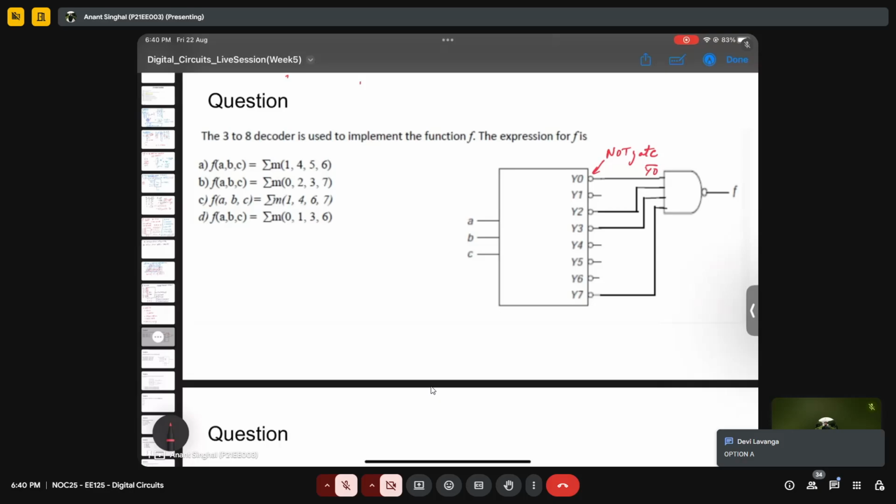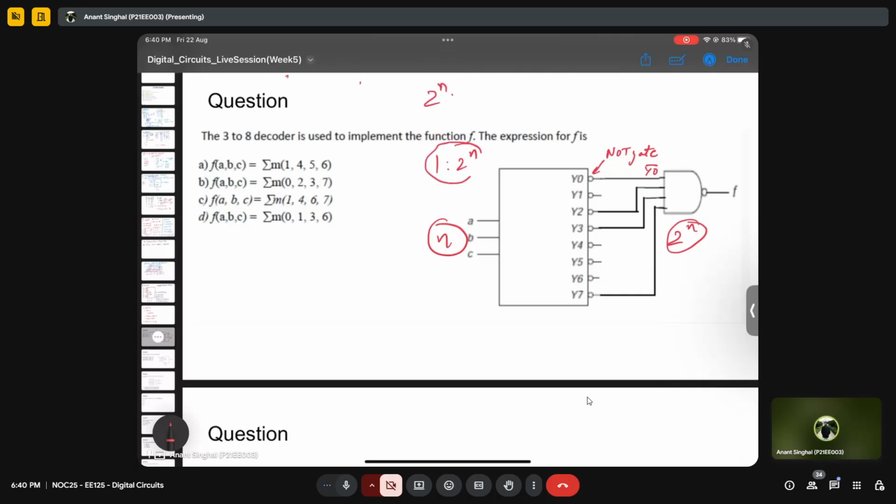Sir, is a decoder also called a demuxer? Yeah, so a decoder has only one difference. Instead of having one input, it has 2 raised power n outputs. So let's say it has n inputs, so it has 2 raised power n outputs. In a DEMUX, what do we have? We have 1 cross 2 raised power n. Similarly, a MUX has 2 raised power n cross 1, and in an encoder we have 2 raised power n cross n. So this is the only difference that we have.